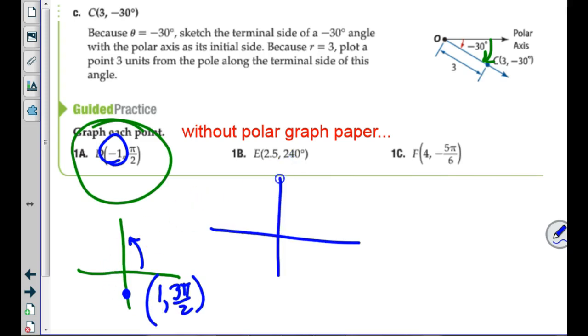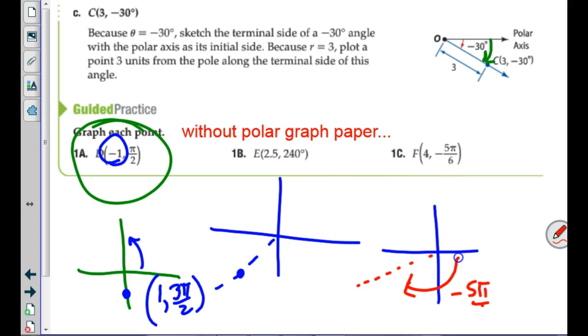All right, this is go around to 240, which would be down here somewhere, and then go out 2.5 units. Okay, describe this one for me. Which way do I rotate? Down. 5 pi over 6 would be almost to 180. And then on that line, after I went a negative 5 pi over 6, it's a positive 4, so I would go out whatever 1, 2, 3, 4 units was.